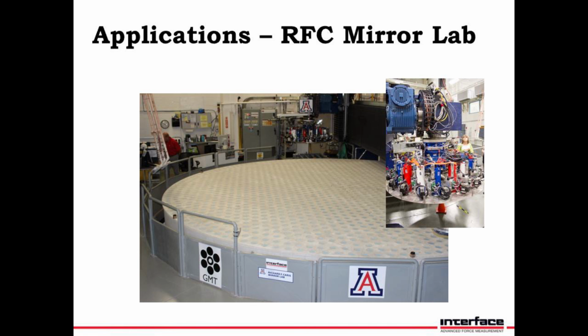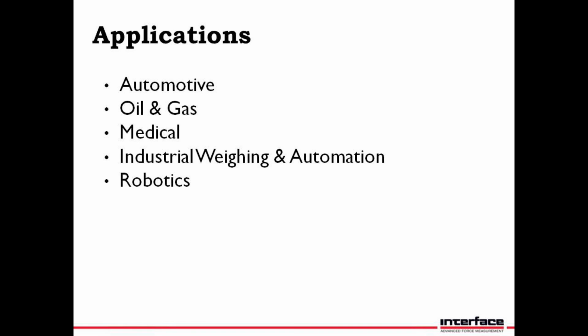So that wraps up our, well, we have a couple more. There are other applications for load cells. I'm sure all of you know this. I'll take this slide. So automotive, oil and gas and new energy, medical, industrial weighing and automation, and also we're seeing a lot more in robotics. They're using some smaller load cells in robotics to manage joints and grip. So it's a really cool application.